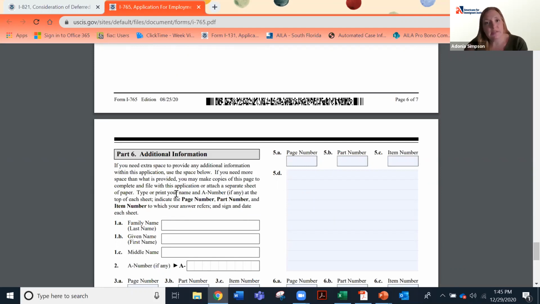Similar to the I-821D, there is an additional page for information. It's unlikely that you would need to complete this part given the responses for a DACA application. Whew, we're almost done, folks, I swear.